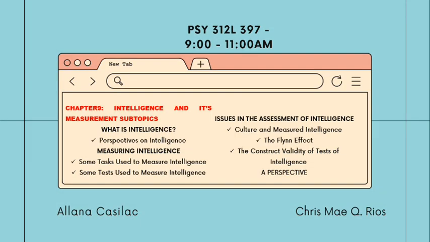So for Chapter 9, these are all the subtopics of intelligence and its measurement. We will talk about what is intelligence, the perspectives on intelligence, measuring intelligence, which includes some tasks used to measure intelligence and some tests used to measure intelligence, and also the issues in the assessment of intelligence, which are culture and measured intelligence, the Flynn effect, the construct validity of tests, and intelligence: a perspective.